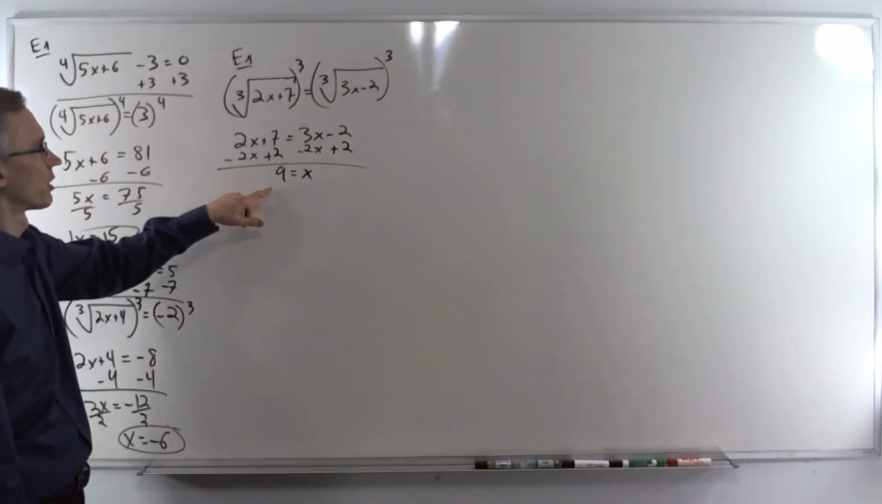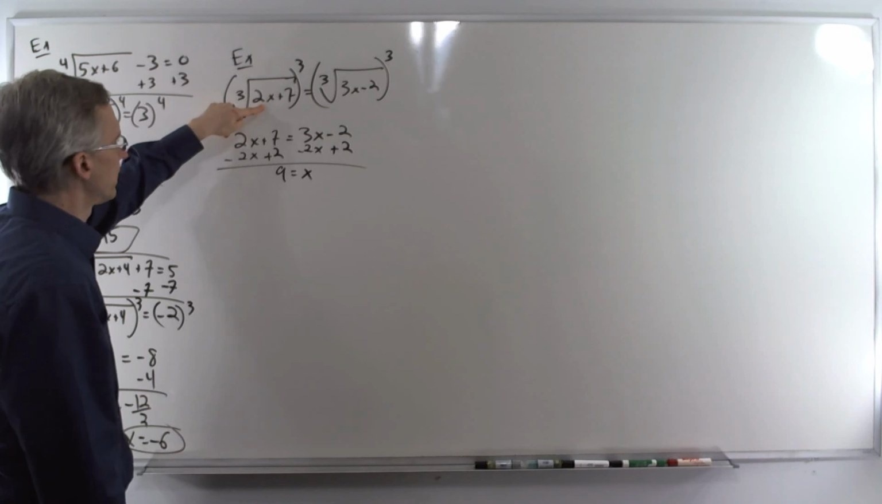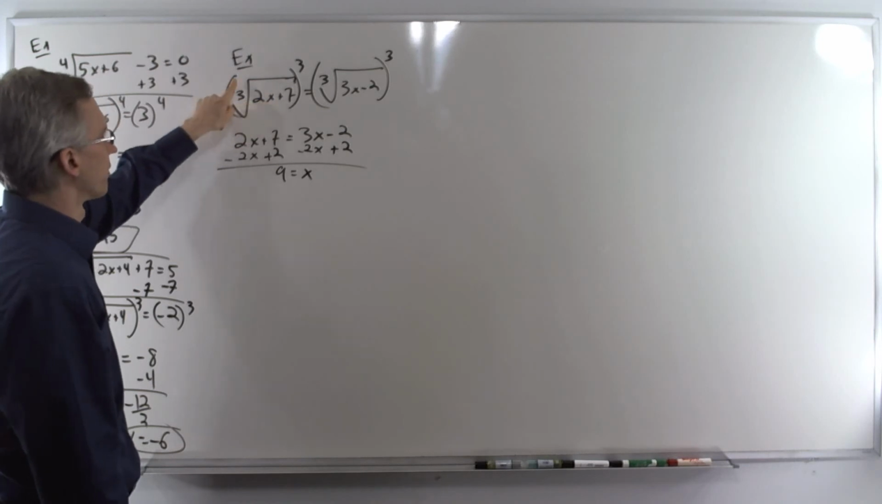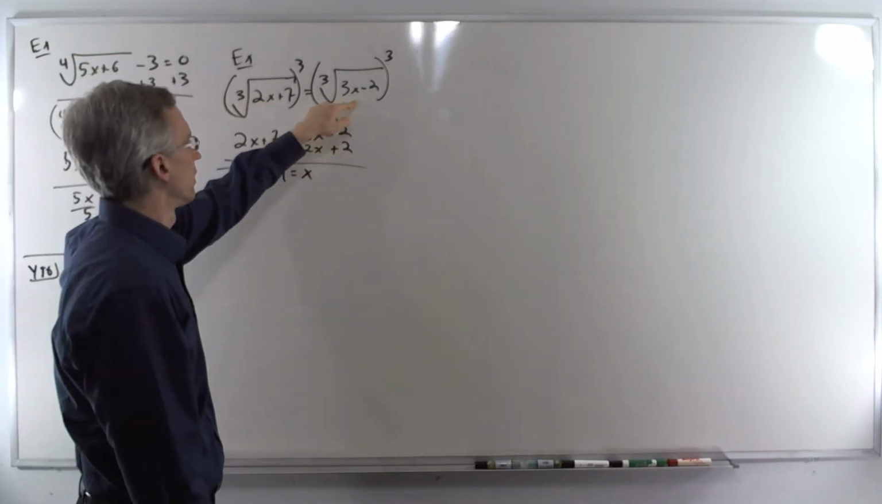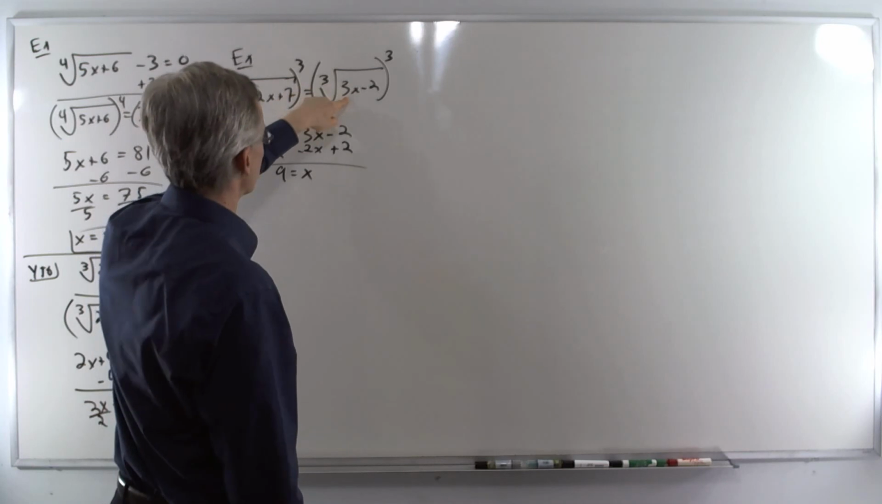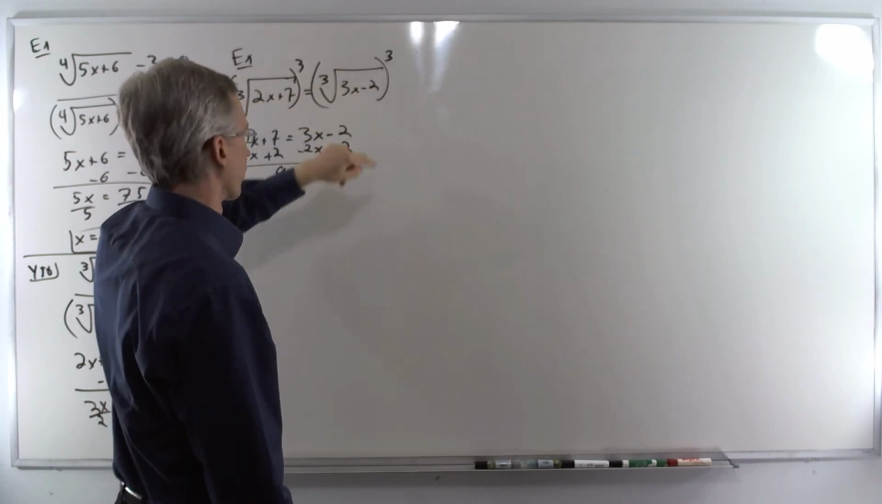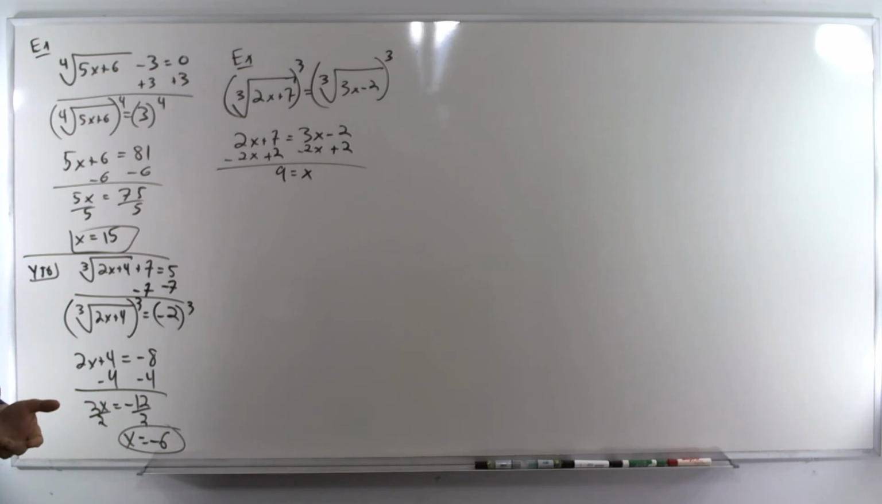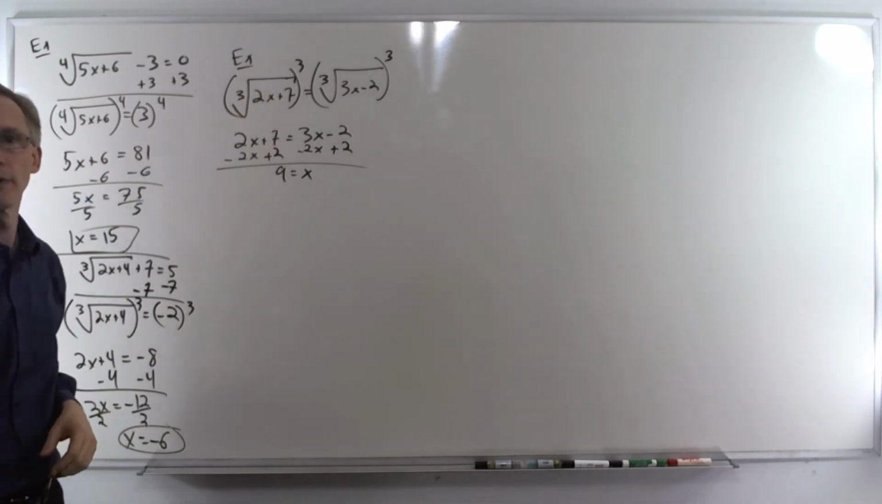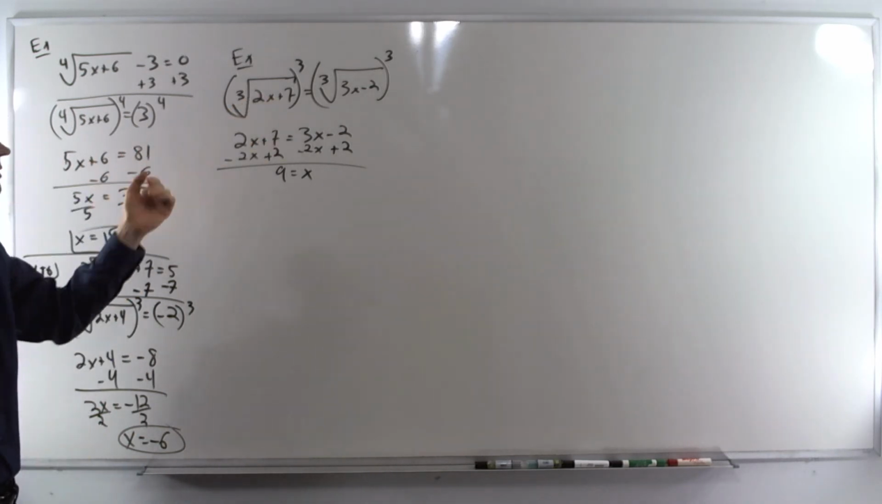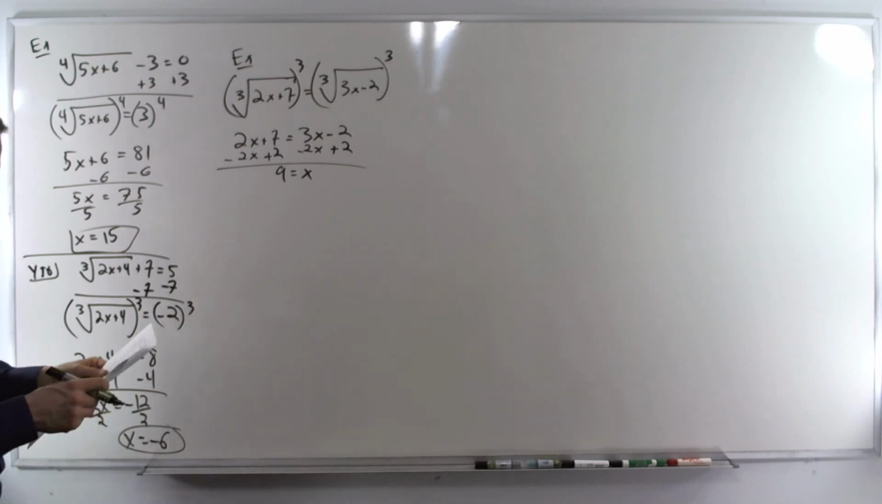All right, let's make sure this works. 2 times 9 is 18, plus 7 is 25. So we have the third root of 25. Over here, we got 9 times 3 is 27, minus 2 is 25. Third root of 25. So that works. We don't have to evaluate these to get a whole number. We can leave them as radicals, and if they equal each other, it checks.